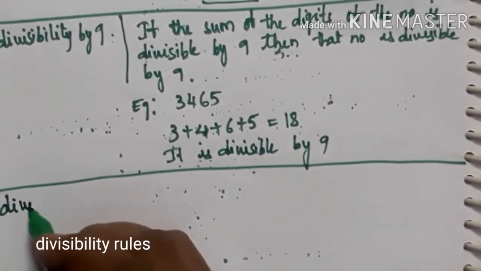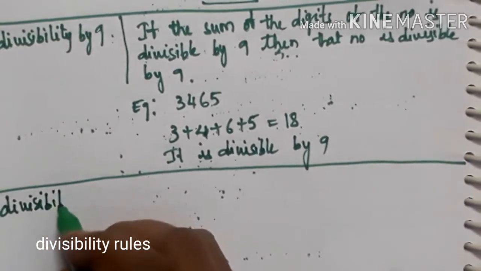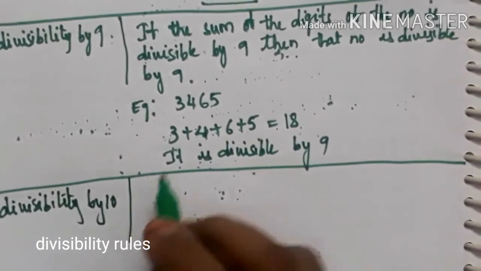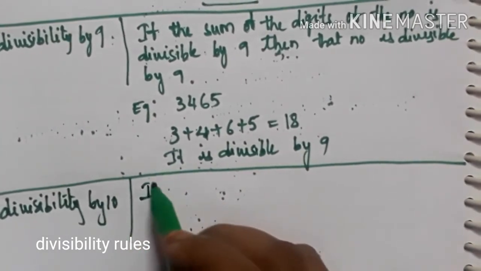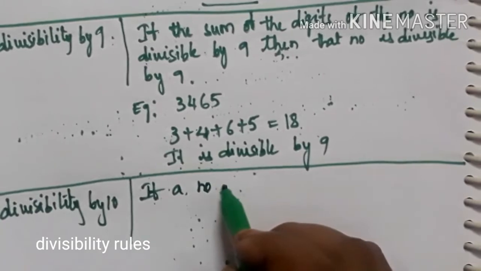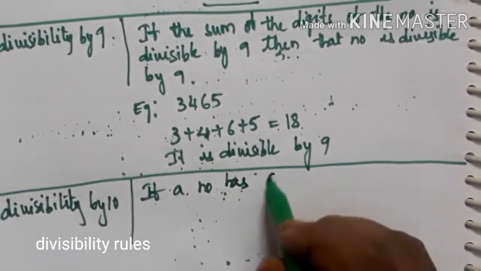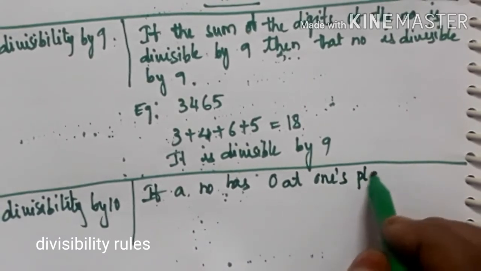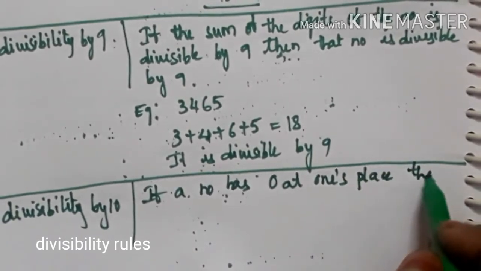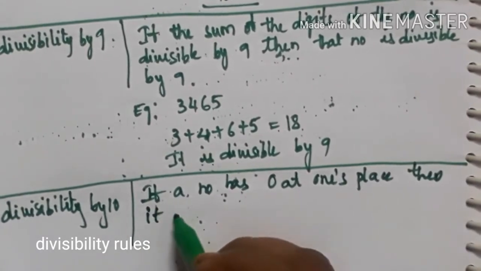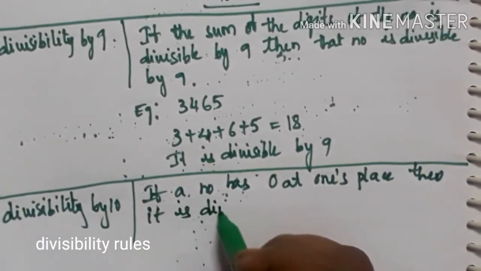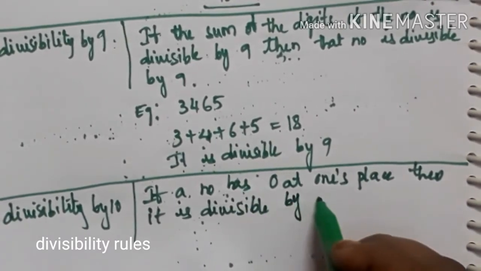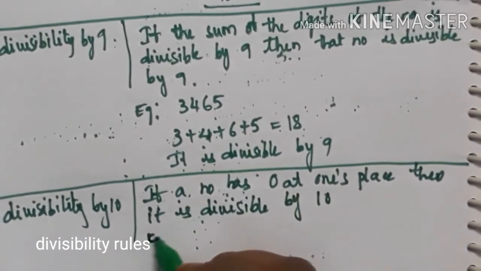Divisibility rule of 10. Divisibility by 10. If 0 at one's place, then it is divisible by 10. Like if you have 1, 2, 3, 4 any number, so it will not be divisible by 10. If you have 0 at one's place, it will be divisible by 10.